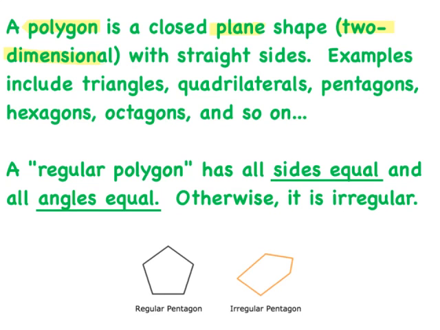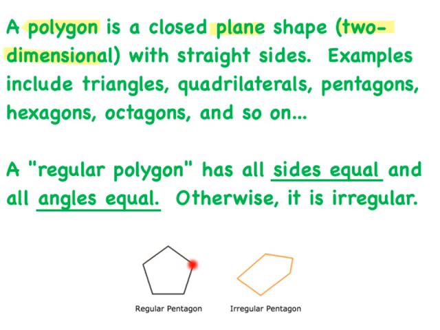Alright, so a polygon is a closed plane shape, which just means it's two-dimensional with straight sides. And examples include triangles, quadrilaterals, pentagons, hexagons, octagons, and so on. Now, a regular polygon has all sides equal and all angles are equal. Otherwise, it's irregular. And here you can see a regular pentagon.